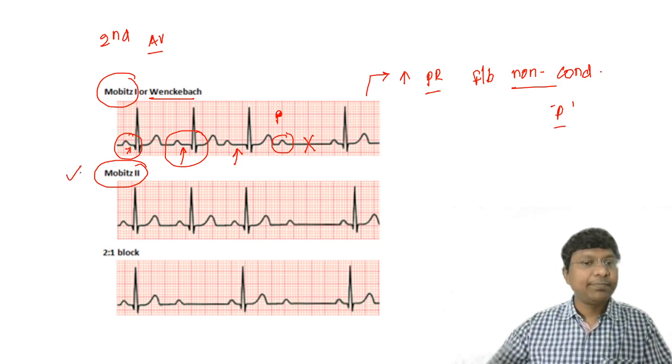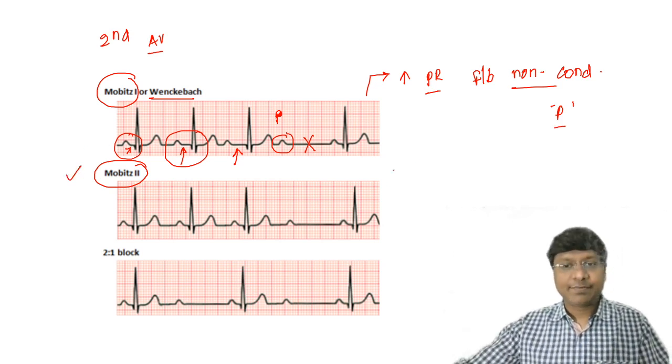Whereas if you take Mobitz type 2 AV block, in case of Mobitz type 2 AV block, the PR interval remains constant.